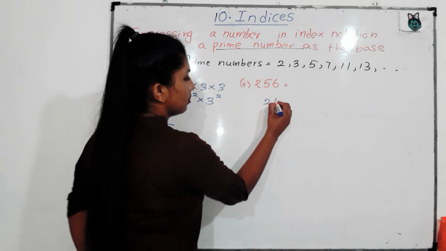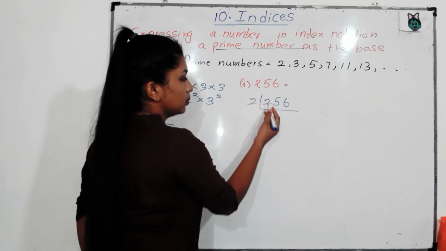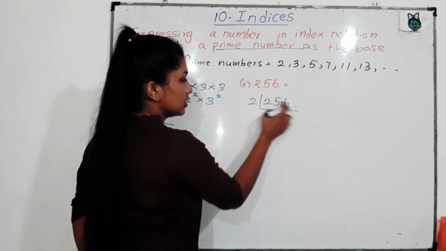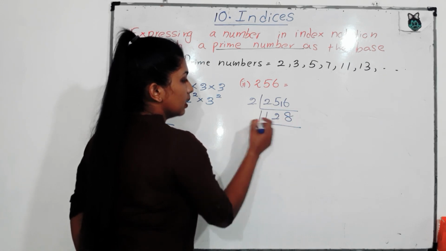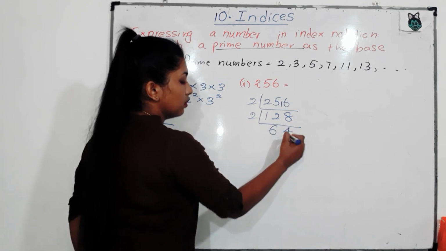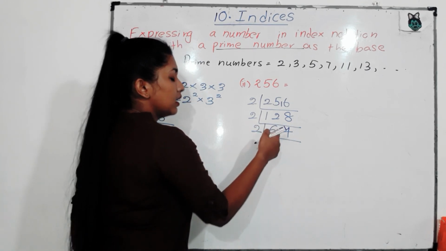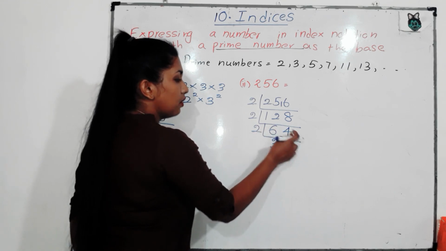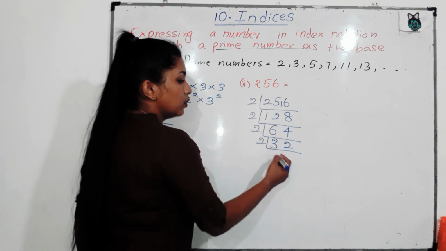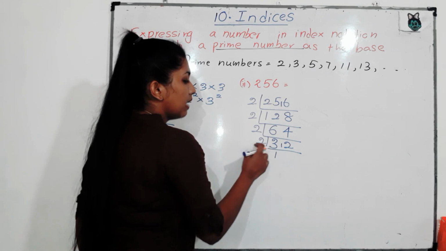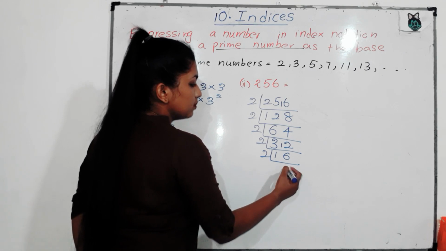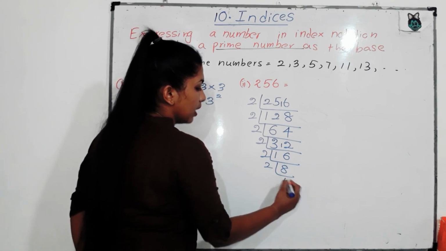And this one, 256, first we can divide by 2. 2 divided by 2 is 1. 5 divided by 2 is 2, 1 remains. We have to take 16. 16 divided by 2 is 8. Again we can divide by 2. 12 divided by 2 is 6. 8 divided by 2 is 4. Again divide by 2. 6 divided by 2 is 3. 4 divided by 2 is 2. Again we can divide by 2. 3 divided by 2 is 1, 1 remains. Then 12 divided by 2 is 6. Again we can divide by 2.